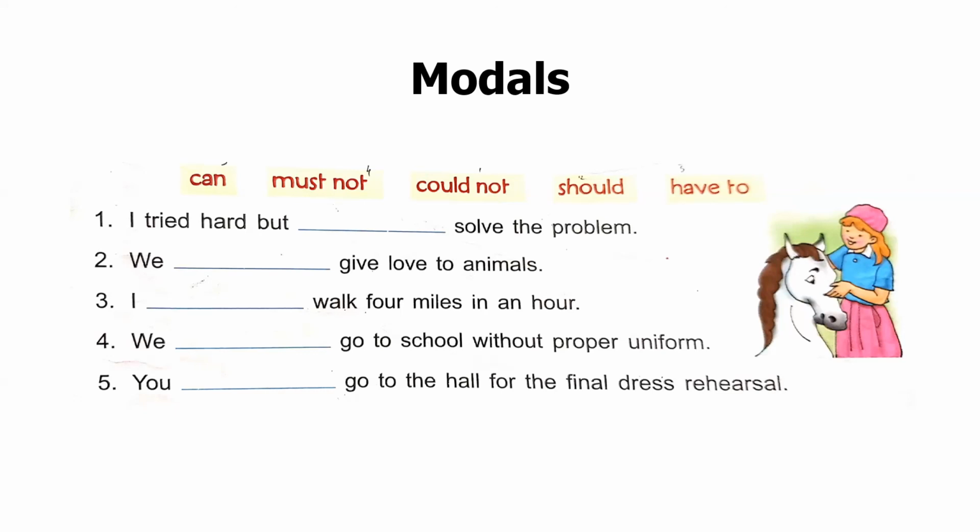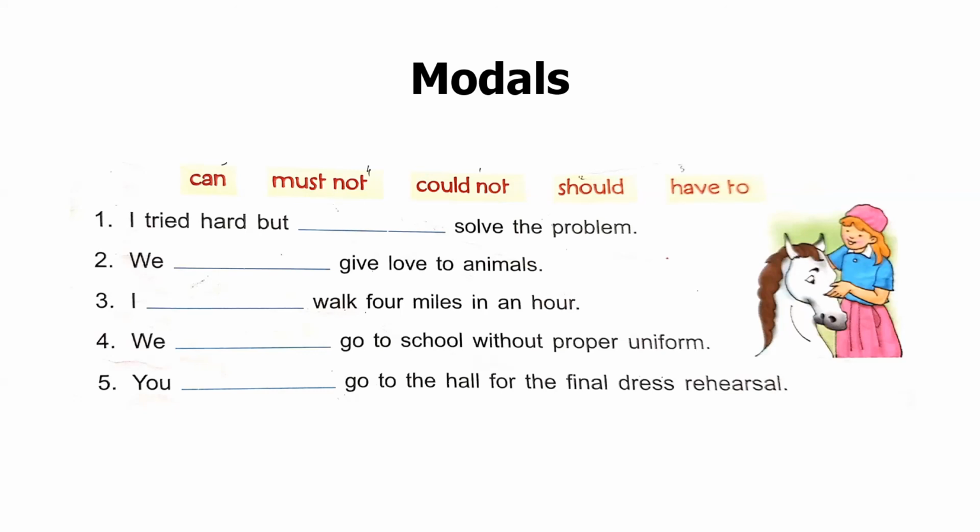These modals show ability, necessity, and possibility. We dash go to school without proper uniform. We must not go to school without proper uniform. This shows obligation. It is necessary that we should wear uniform. You dash go to hall for the final dress rehearsal. You have to go to hall for the final dress rehearsal.